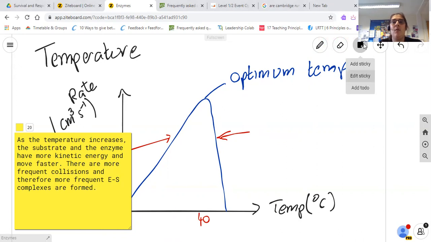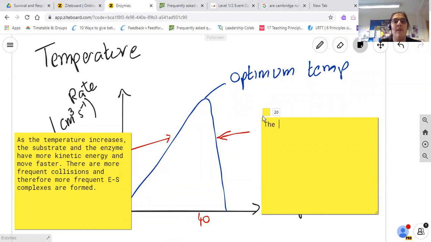So what about over here? Well, once you go beyond the optimum, we know that the enzymes denature. Now note, they don't all denature at once, which is why you don't get a vertical drop, but they do denature over a short period of time. So what does it mean when the enzymes denature? Now remember those words we were talking about earlier: tertiary structure, active site, complementary, specific, substrate, ES complexes. We've got to put all those words into our answer. So what do we say?